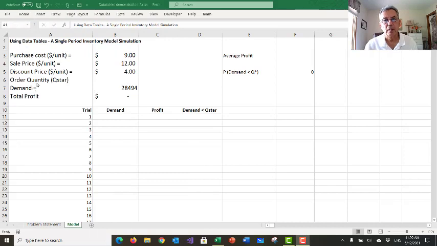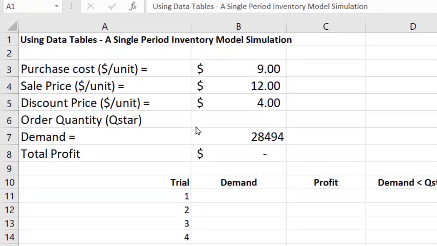Okay, here is a spreadsheet that I'm going to use to demonstrate how to solve the same single period inventory model, in this case using simulation via the Microsoft Excel data table command. Let's look at our parameters first. Again, we have the purchase cost, which is $9 per unit. We have the sale price, which is $12. We have the discount price, which is $4. This is the number that we want to find, the optimum order quantity.